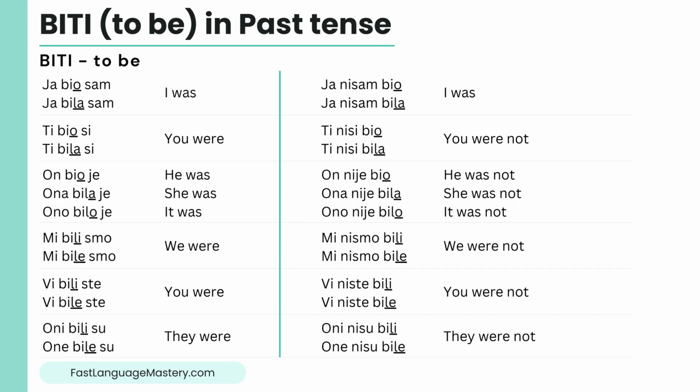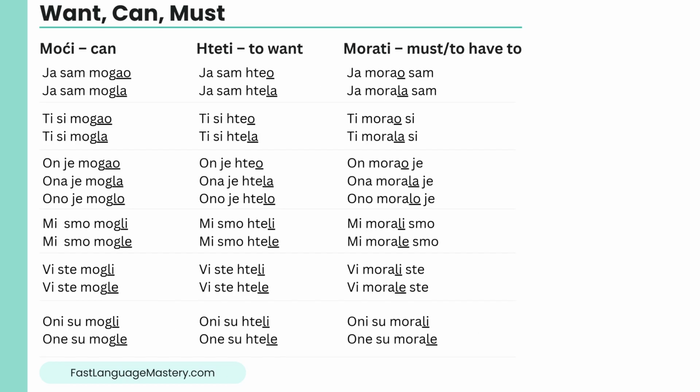Mi nismo bili, we were not. Mi nismo bile, we were not. Vi niste bili, you were not. Vi niste bile, you were not. Oni nisu bili, one nisu bile, they were not.